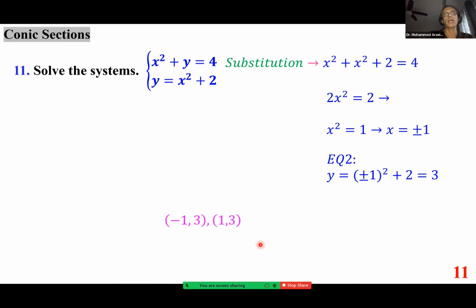And you must check with which equation, the one we haven't used yet. Check with equation number 1. We haven't used it yet.